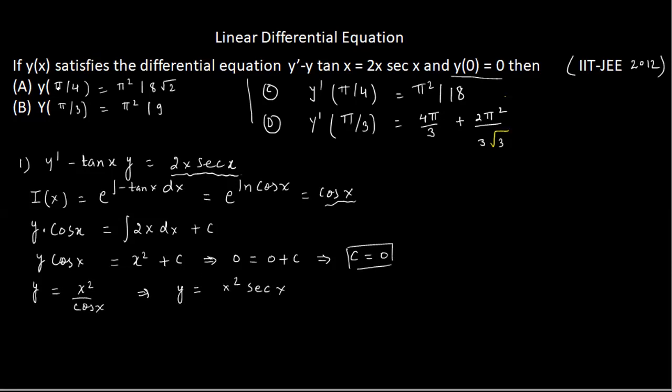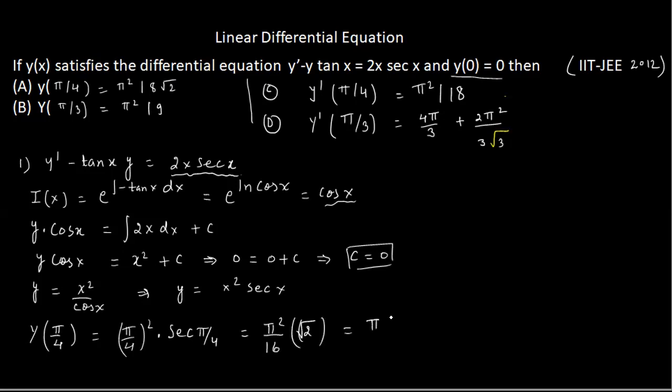Now, the value of y at x equal to pi by 4 is y of pi by 4, which is simply pi by 4 square into sec pi by 4, which is equal to pi square over 16 into root 2. So this becomes pi square over 8 root 2. So the first option is correct.